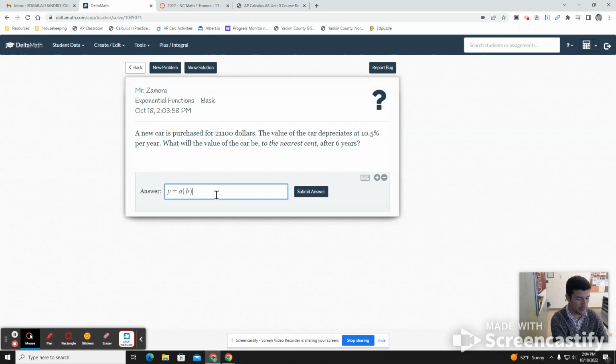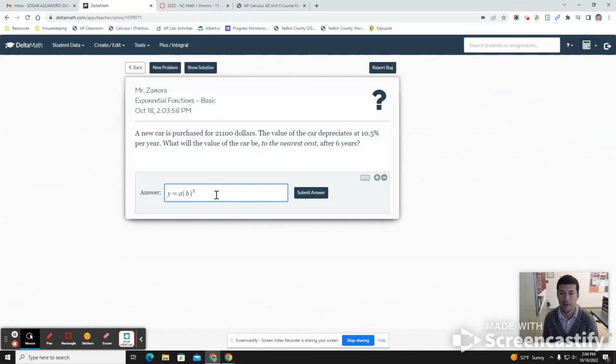One of the biggest things that we've discussed in class is the idea that an exponential equation is written as y equals a times b to the x. So you know that the value of a, for example, is the y-intercept or the starting value, so 21,100. And so then it's about figuring out what is the value of this factor. Right? So one thing that we've learned about the factor is that it is 1 plus or minus the rate. All right? In this case, we are depreciating.